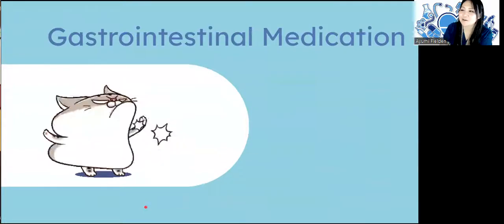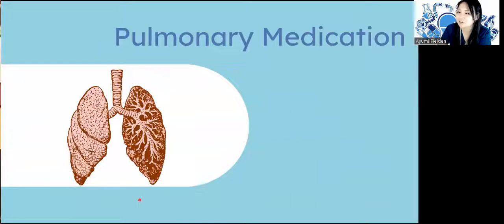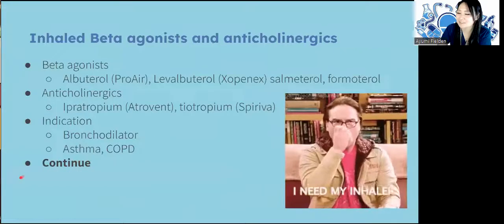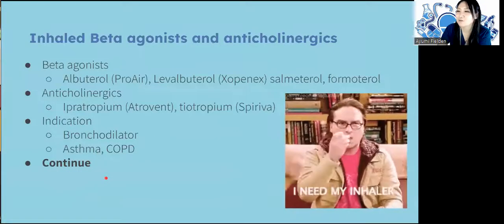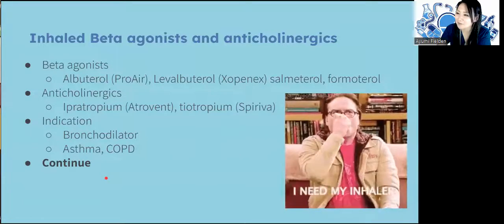All right, let's talk about the GI medication. That is your H2 blockers and PPIs, like your Zantac, Nexium, all that stuff for your GERD. We don't want the patient having GERD, so please, please, please continue taking them. You need it. So that is your GI medication. Pretty simple, straightforward. What about the pulmonary medications? This is simple too. You don't want your patient to have an asthma attack in the PACU, do you?